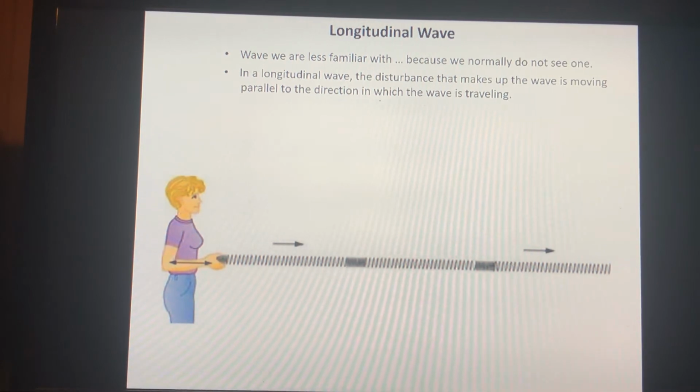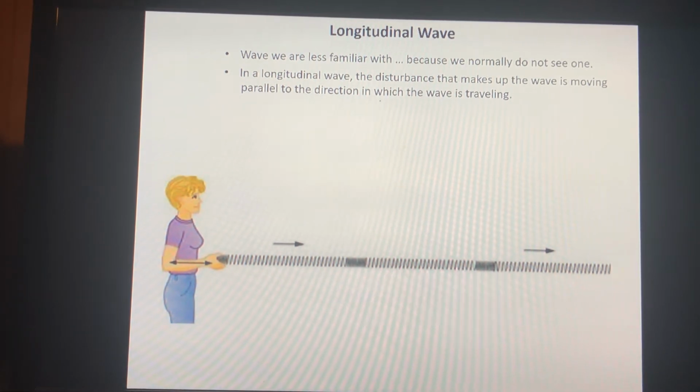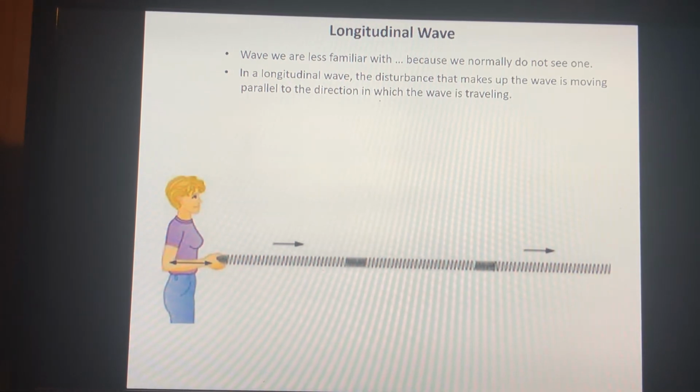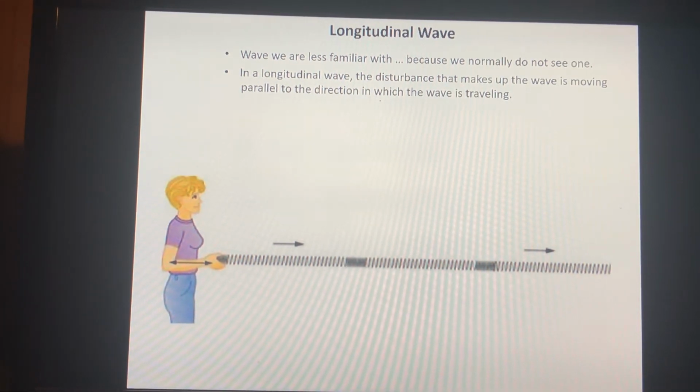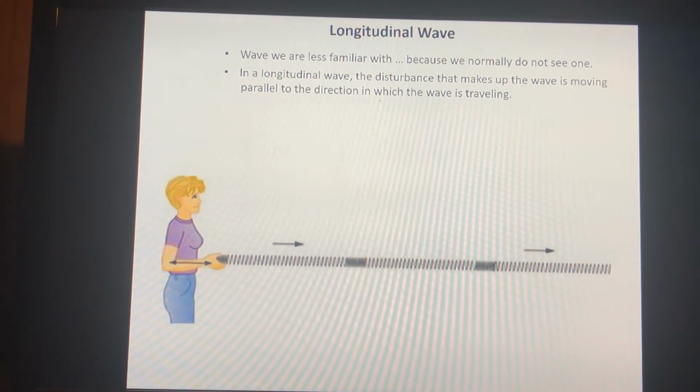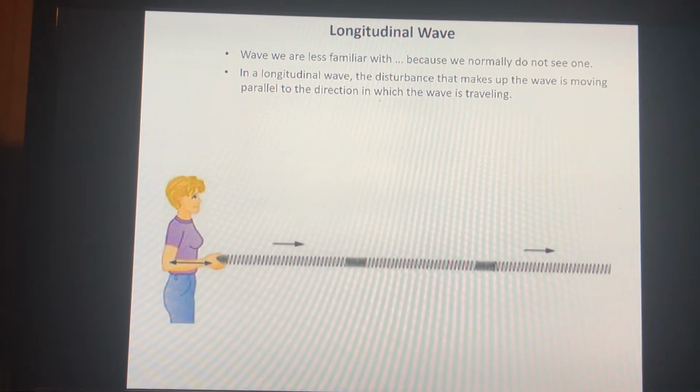So in the book, Dr. Weil says that a longitudinal wave is a wave with a direction of propagation that is parallel to its direction of oscillation. I think an easier way to remember that, and still a similar definition, is that in a longitudinal wave, the disturbance that makes up the wave is moving parallel to the direction in which the wave is traveling. That's much easier to understand and to remember.